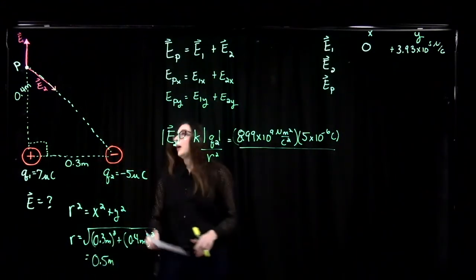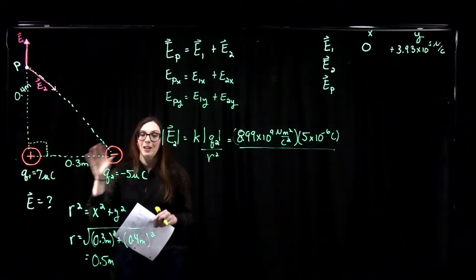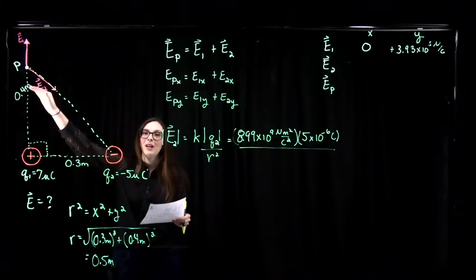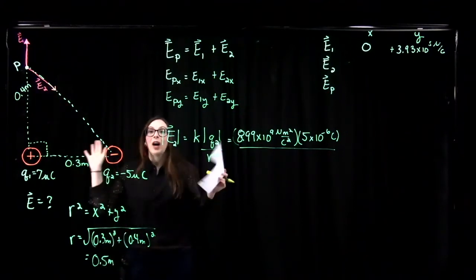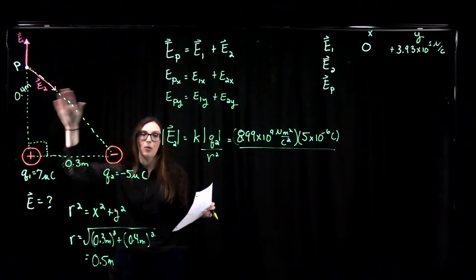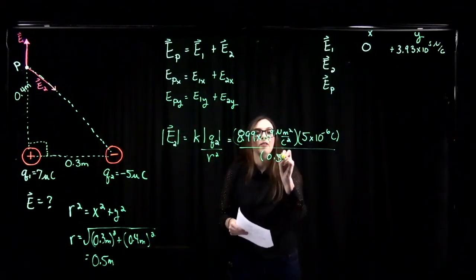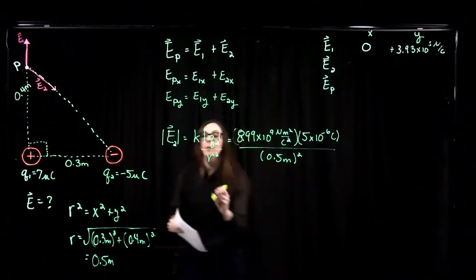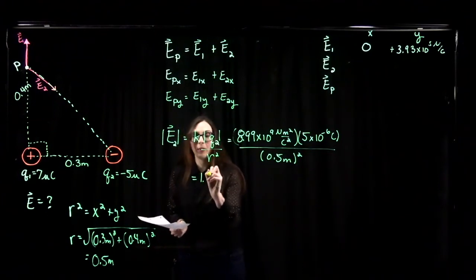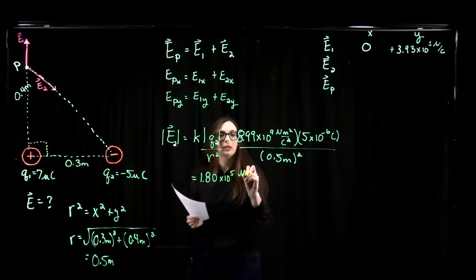This is what we often call a 3, 4, 5 triangle. If you have a right angle triangle, one of the legs is 3, the other leg is 4, then the hypotenuse is going to be a distance of 5. Or here they're multiplied by some factor of 10, so 0.3, 0.4, and 0.5. Over here, my distance will be 0.5 meters squared. The magnitude of E2 is 1.80 times 10 to the 5 Newton per Coulomb.